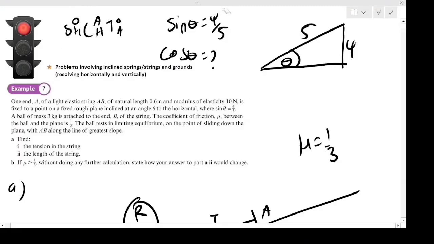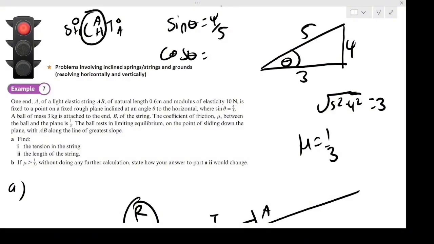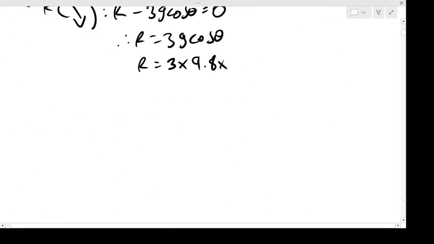Okay, therefore we can deduce the adjacent side by Pythagoras. So root of 5 squared take away 4 squared turns out to be 3. That's my adjacent side then, right? So therefore cos is going to be adjacent over hypotenuse, so that's 3 over 5, and there we are. So cos theta is 3/5.